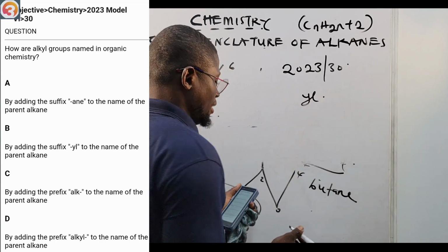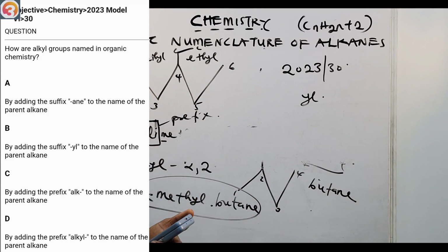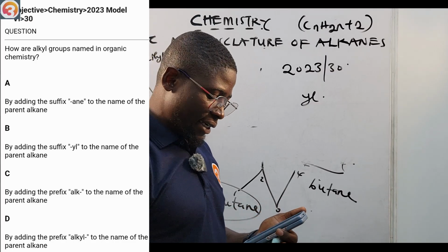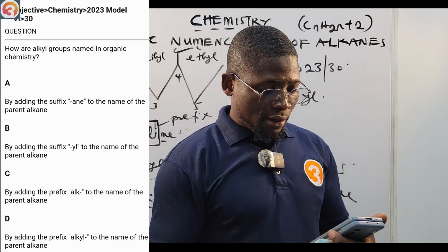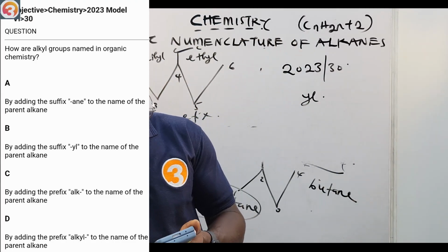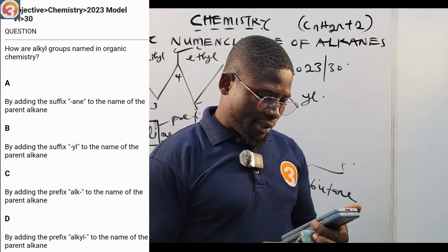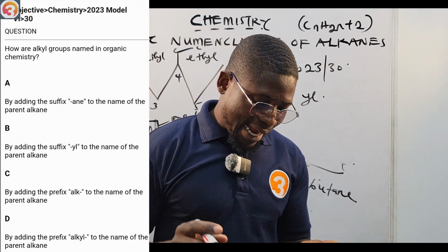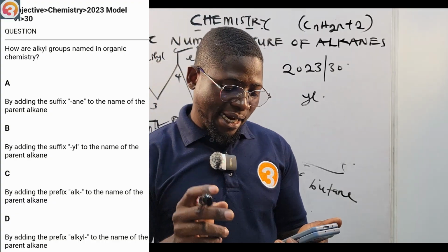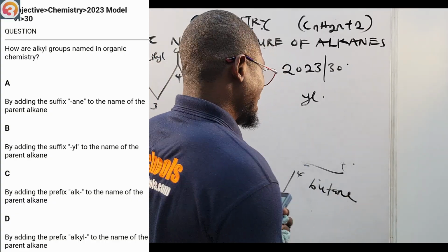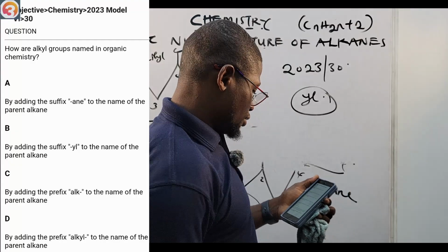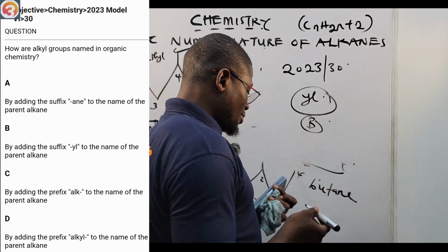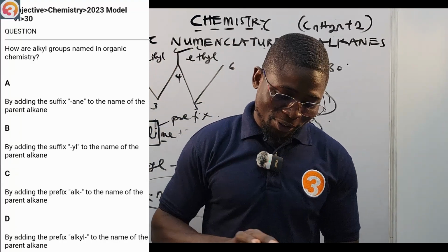We add YL. Option A says by adding the suffix "ine" to the name of the parent alkane. B, by adding the suffix YL to the name of the parent alkane. C, by adding the prefix ALK to the name of the parent alkane. D, by adding the prefix alkyl. The correct answer there is adding YL, that is Option B. So you see that you are enjoying JAMB questions because you know what you are doing.